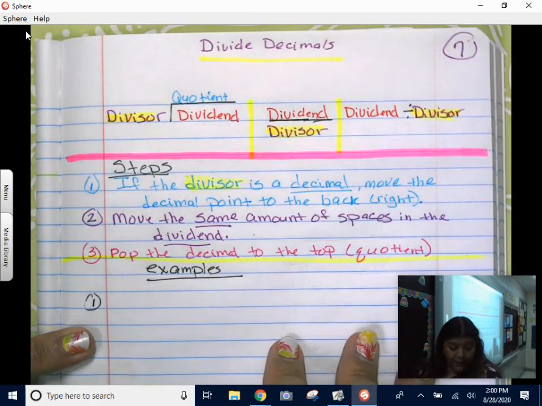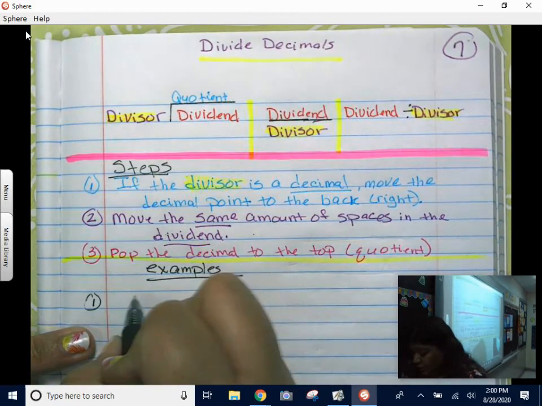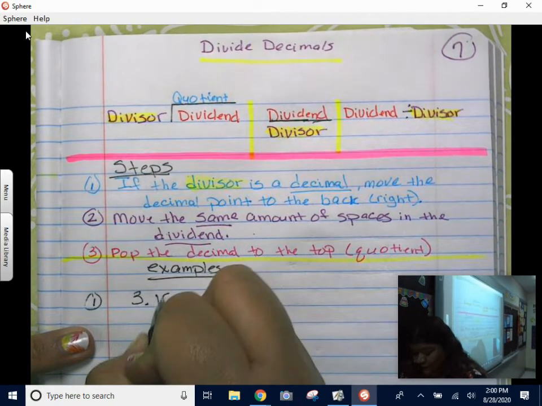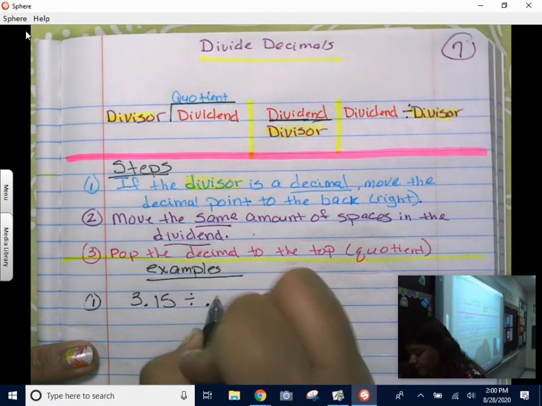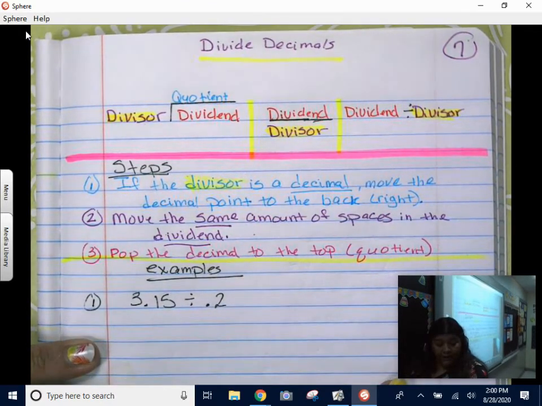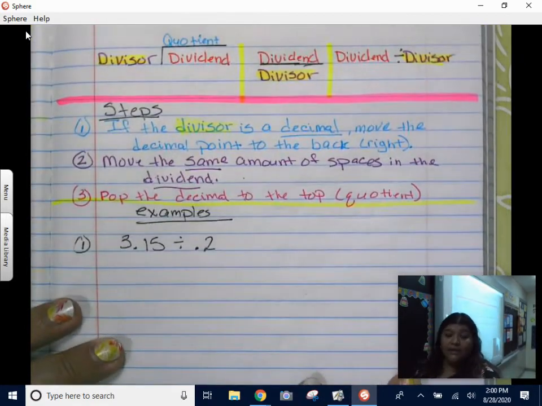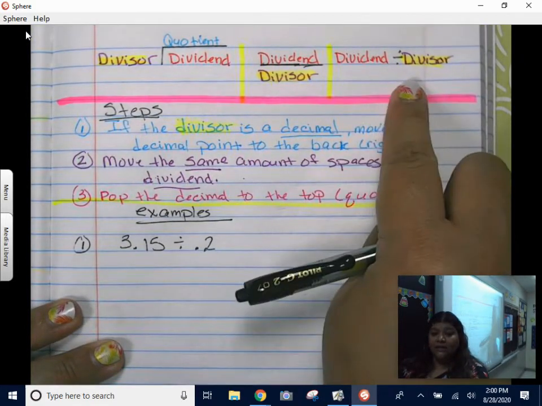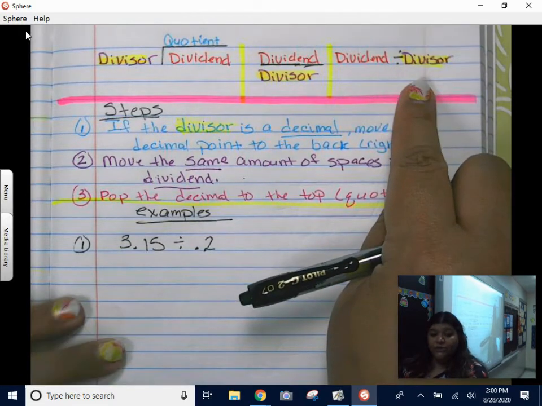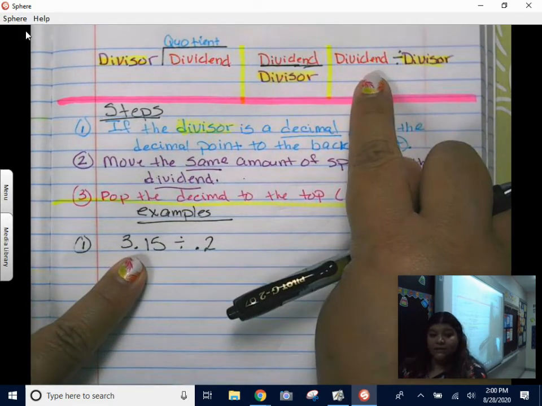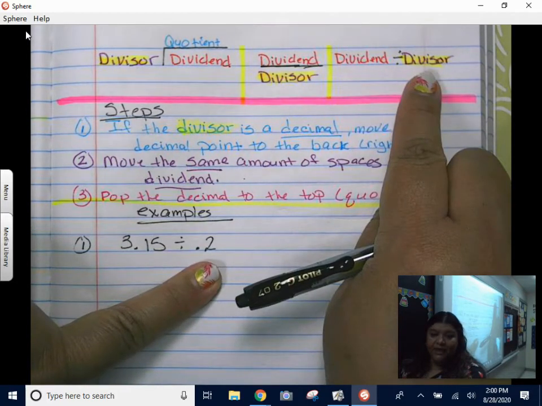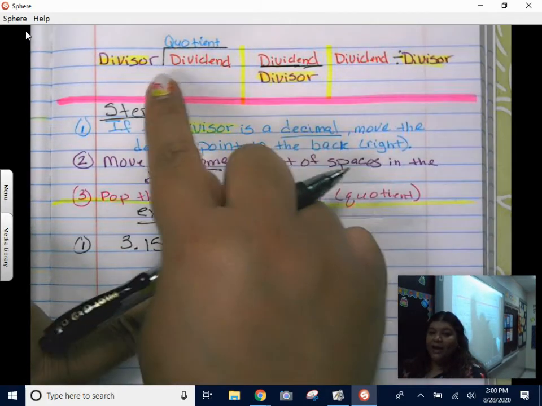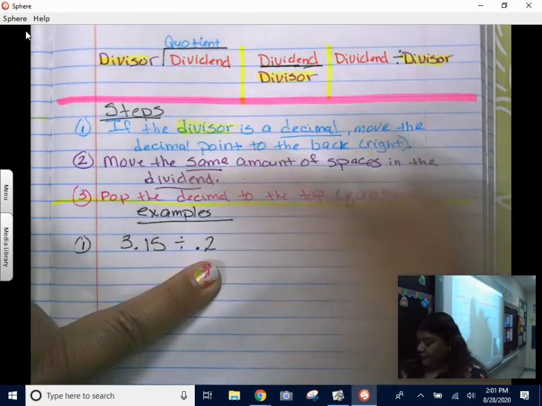So for example 1, let us take 3 15/100 divided by 2/10, okay? 3 15/100 divided by 2/10. So that is written like this, okay? So this shows you right here, the first one is my dividend, and the second number is your divisor, okay? And if you don't know how to set it up, you have a little cheat sheet right here, okay?